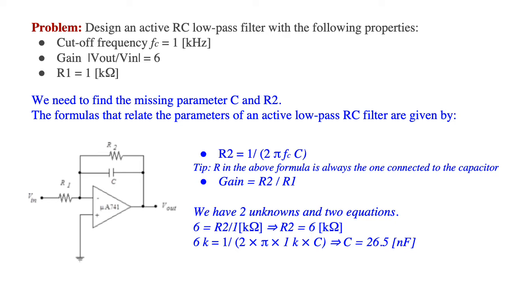Now we have two equations and two unknowns, so it's possible for us to figure out the values of the unknowns. So we're going to simply substitute the values of the parameters that we have into the formulas to figure out the value of R2, which is simply 6 kilo ohms, and we can use the first formula to figure out the value of the capacitance, which turns out to be 26.5 nanofarad.